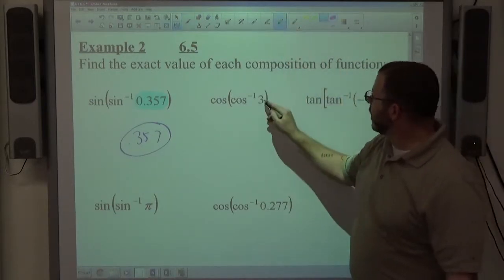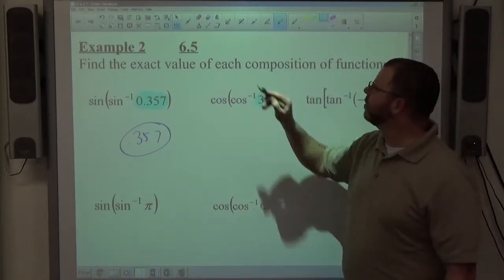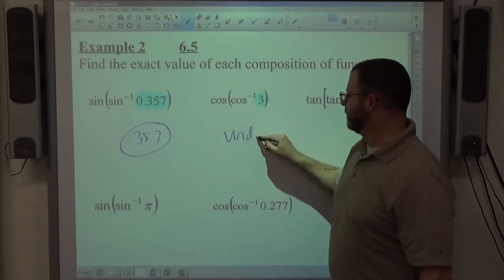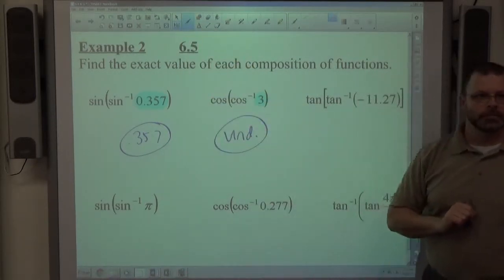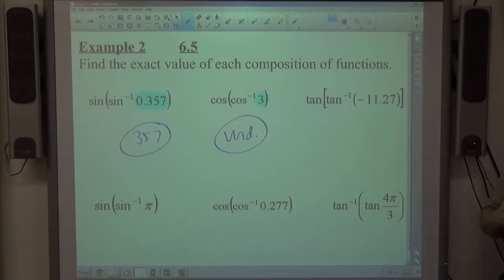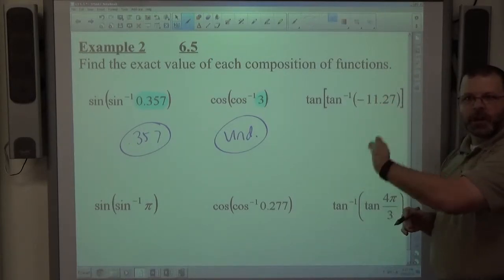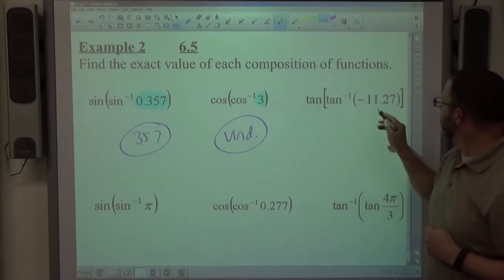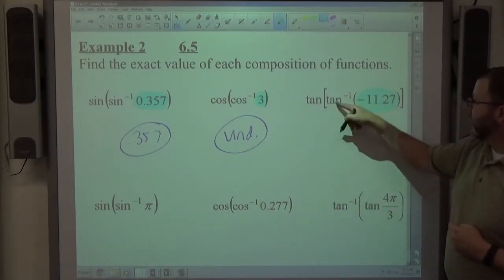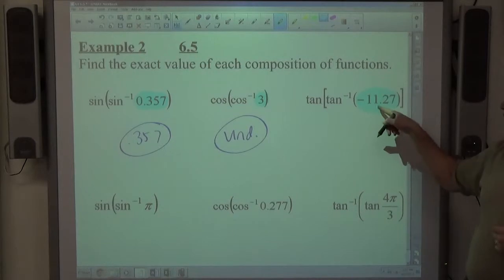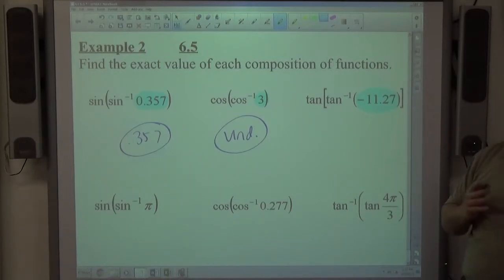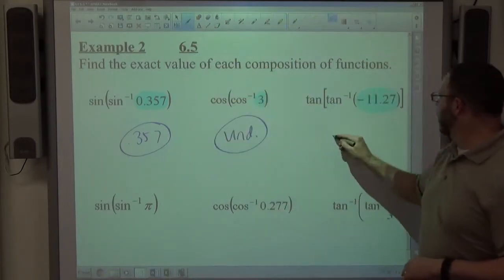Okay. This one, is this between -1 and 1? No. No, so the answer is undefined. Okay, so that's what you're looking for, is the inverse trig function that's there, does the argument fall into its domain? Next one, it's inverse tangent. Inverse tangent's domain is all real numbers. Is -11.27 a real number? Yes. So the answer is -11.27.